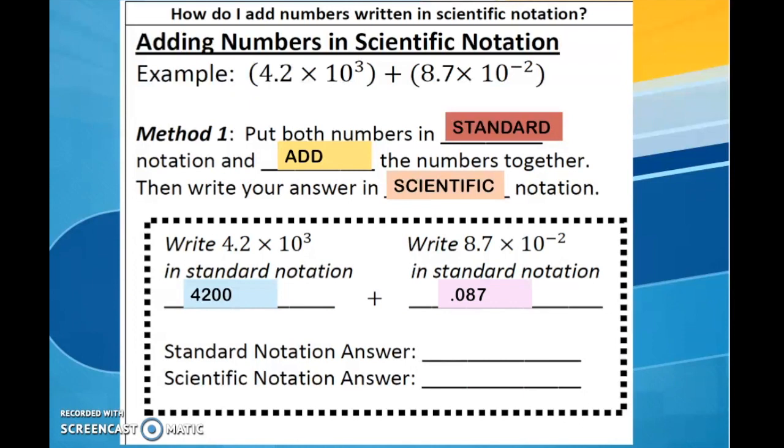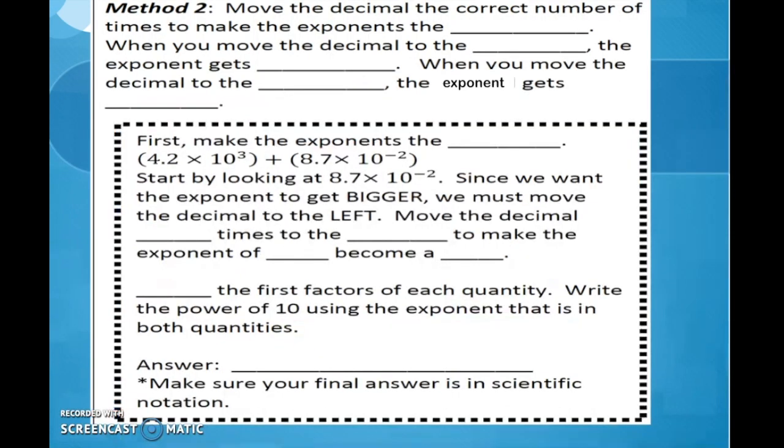So now we have our two numbers written in standard notation. We are going to add. And when we add them, we have our number in standard notation. Remember, our final answer must be written in scientific notation. So we're going to move that decimal place over to get our number between 1 and 10. So when we move 3 places, it leaves us with our final answer, scientific notation. Hope that's making sense. All right, let's look at the second method.